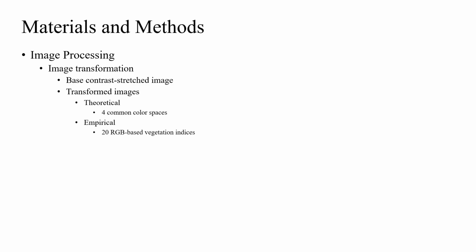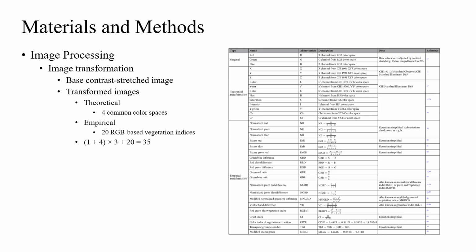According to one of the objectives of the study, using each contrast-stretched canopy image as a base image, to investigate the feature value of transformed images, 4 common color spaces were selected as the theoretical RGB image transformations, and 20 vegetation indices based on RGB bands were selected as the empirical RGB transformations. Each color space contained 3 channels. On top of the original RGB color space, that gives us 1 plus 4 times 3 plus 20 equals 35 transformed images. And this table shows the list of the selected color spaces and vegetation indices.